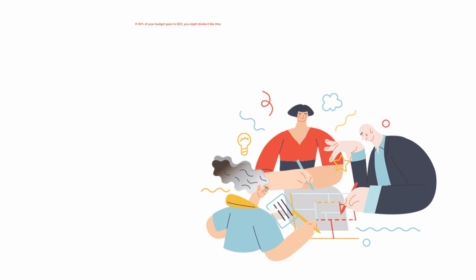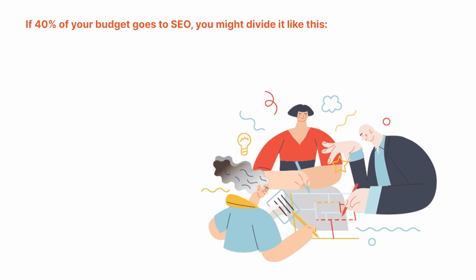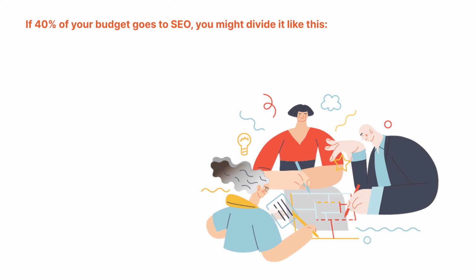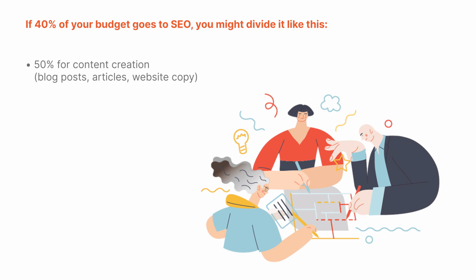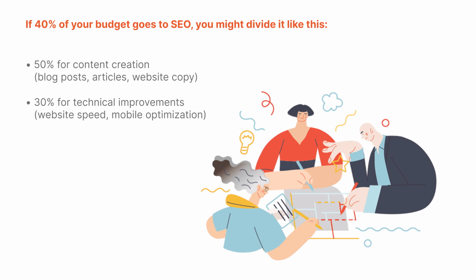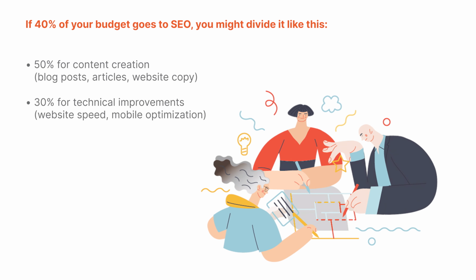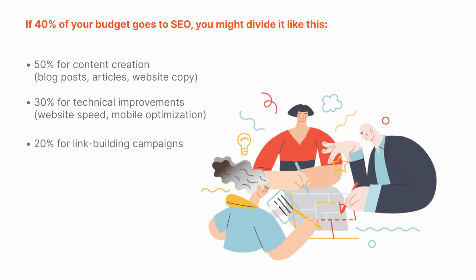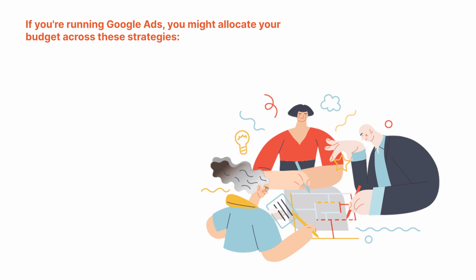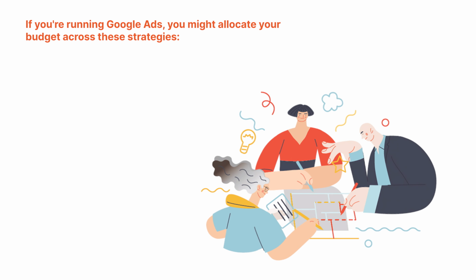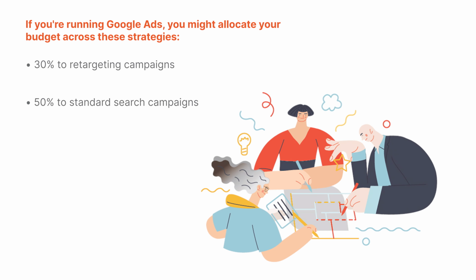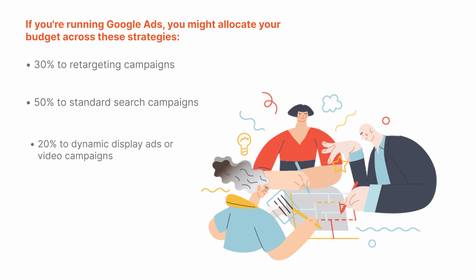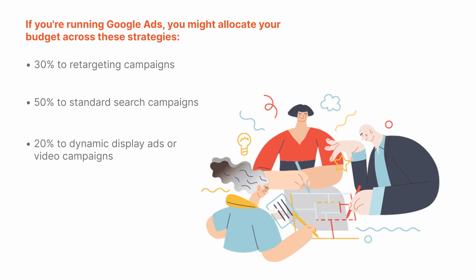For example, if 40% of your budget goes to SEO, you might divide it like this, maybe 50% for content creation like blog posts, articles, web copy, 30% for technical improvements like web speed and mobile optimization, and 20% for link building campaigns. Or if you're running Google Ads, you might allocate your budget across these strategies, maybe 30% to retargeting campaigns, and 50% to standard search campaigns, 20% to dynamic display ads or video campaigns.